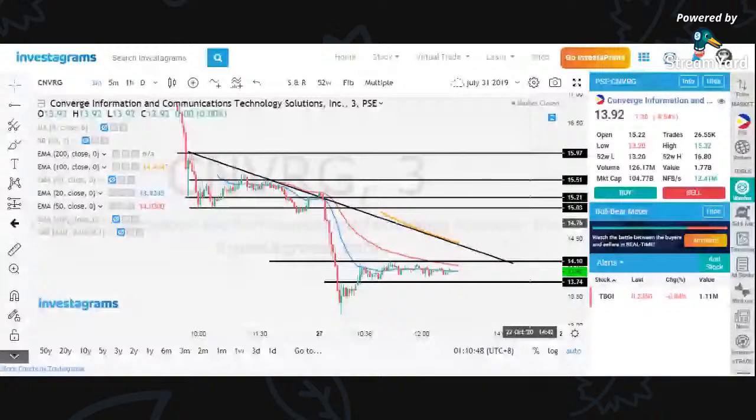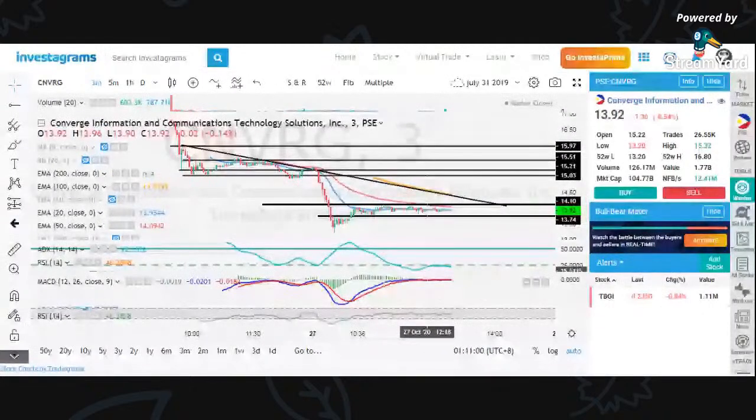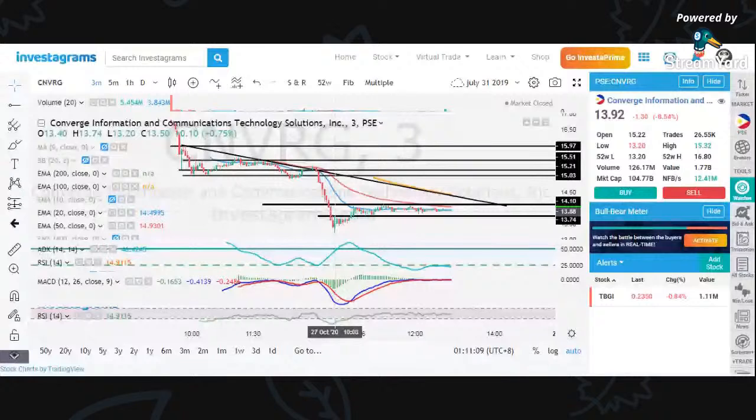But there is a foreign buying today, 12.41 million. Kasi kung tingnan natin yung RSI kanina, yung nag-drop ng tuloy-tuloy si Converge, ay nasa oversold condition na. Kasi it's below 30. So umabot siya sa around 14. So nag-recover ng kaunti, then nag-sideway.